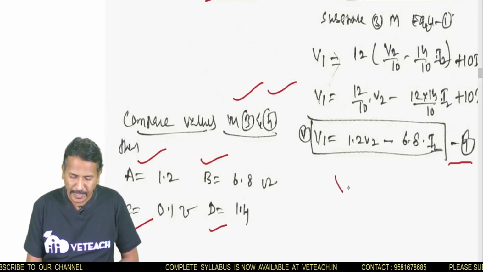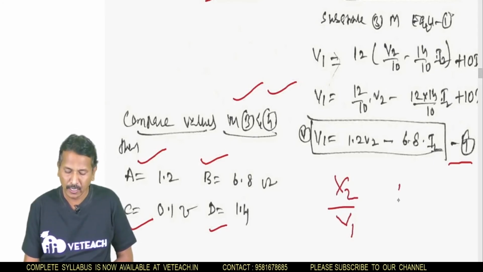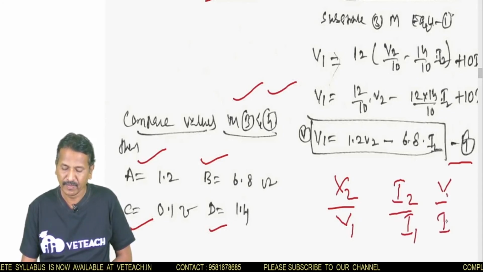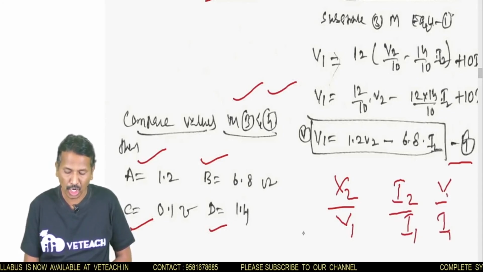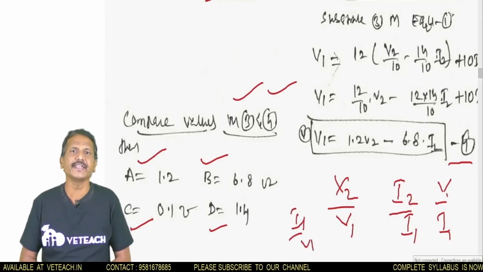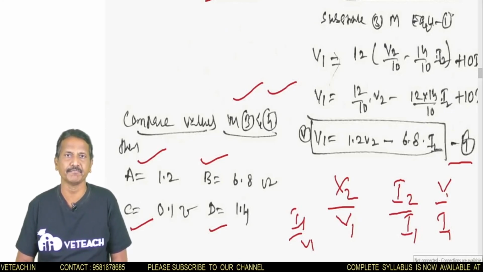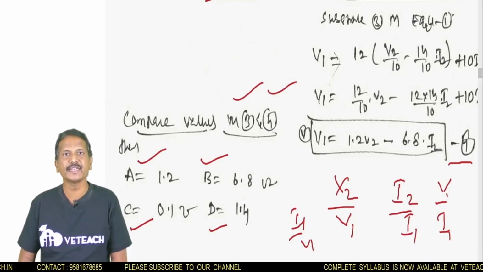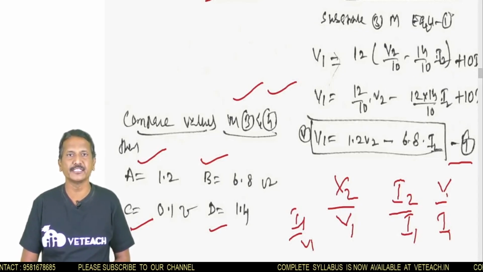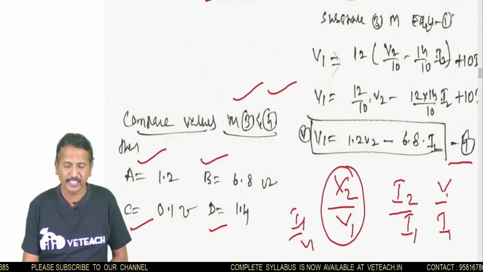But here one thing you have to keep in mind, students. If it is V2 by V1, or I2 by I1, and V1 by I1 for example, or I1 by V1, here the ratios are different. Each and every ratio is different, so the units are also different. So ABCD parameters are very different compared to the previous Y parameters as well as Z parameters. V2 by V1 is nothing but a ratio of voltages.